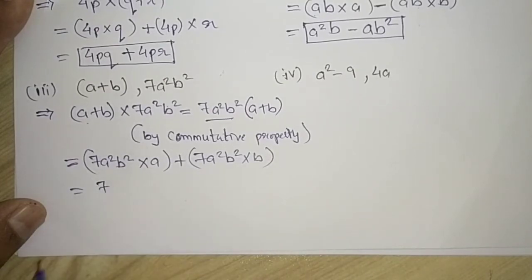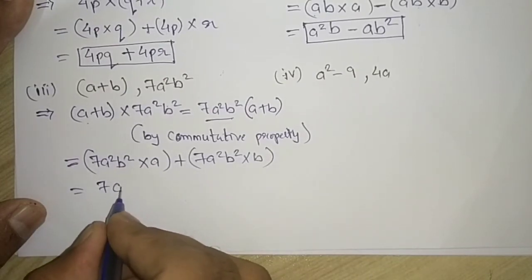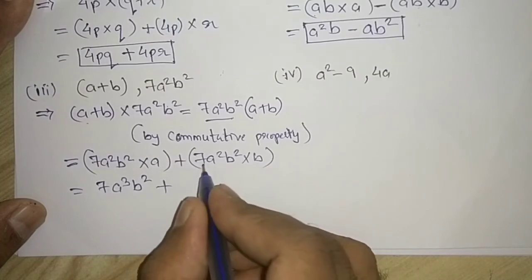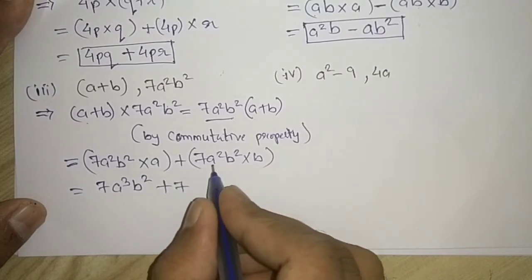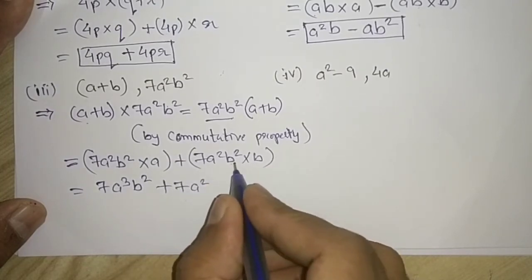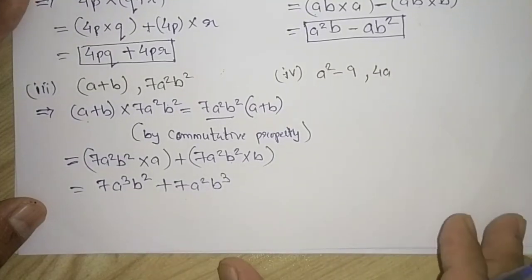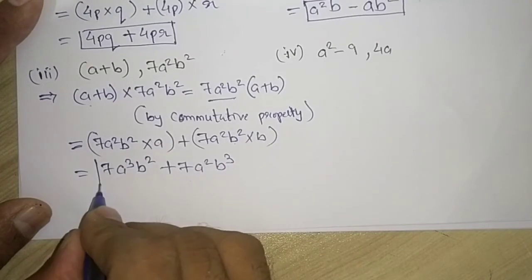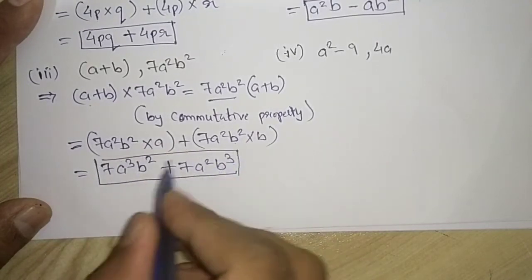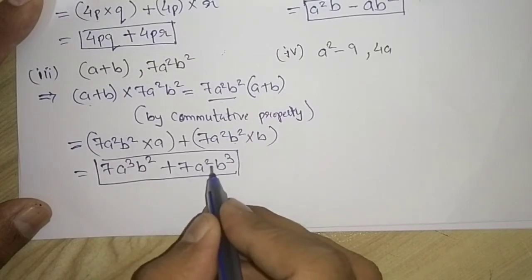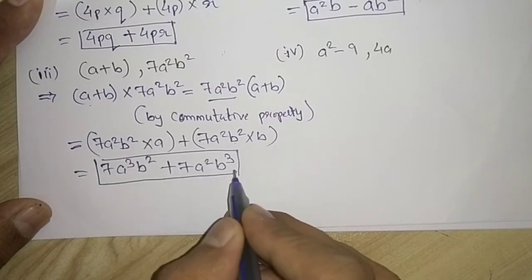7 is as it is. a square into a will give me a cube, that is a raised to power 3, into b square, plus 7 is as it is, a square as it is, b square into b will give me b raised to power 3. Again here they are not like terms, so our answer is 7a cubed b squared plus 7a squared b cubed.